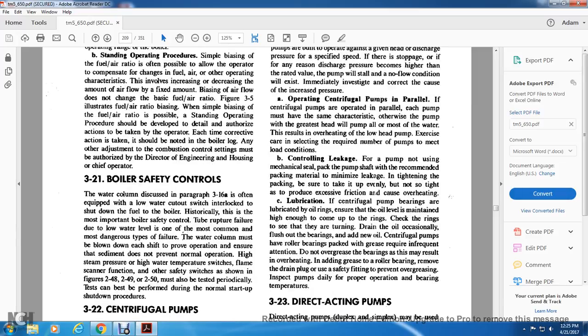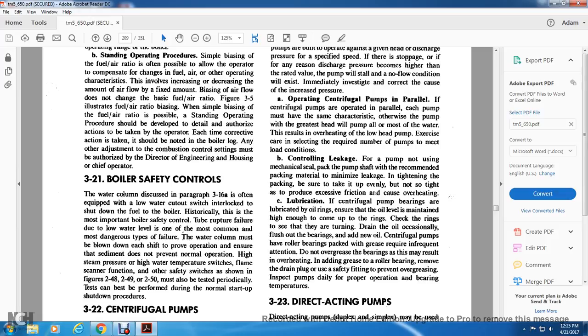Operating centrifugal pumps in parallel. If centrifugal pumps are operated in parallel, each pump must have the same characteristics. Otherwise, the pump with the greatest head will take all or most of the water, resulting in overheating of the lightly loaded pump. Exercise care in the selection of the required number of pumps to meet the load conditions.